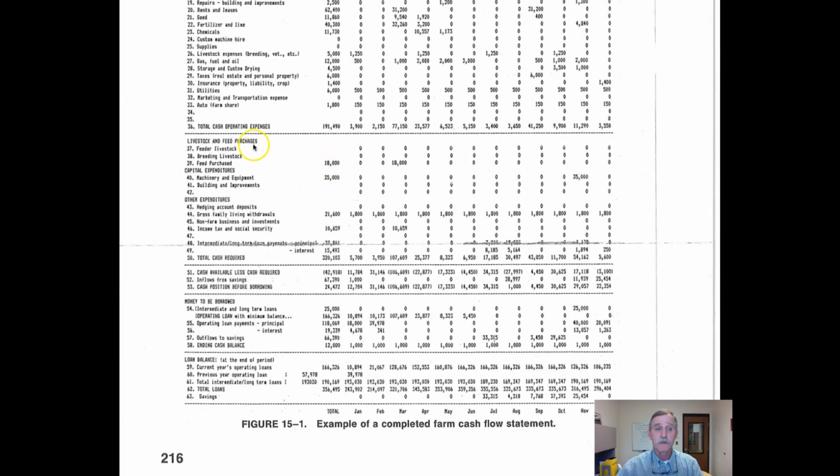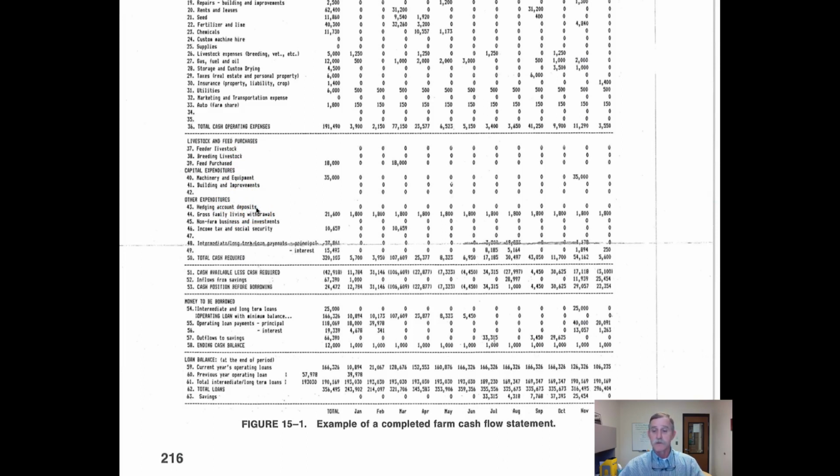Livestock and feed purchases. Good. Nothing here so far, but take a look at what some of these are. Capital expenditures, that would be long-term assets. Okay, machinery and equipment, building and improvements. We have items like feeder livestock, breeding livestock. We have hedging account deposits. Okay, it's just another bank account.